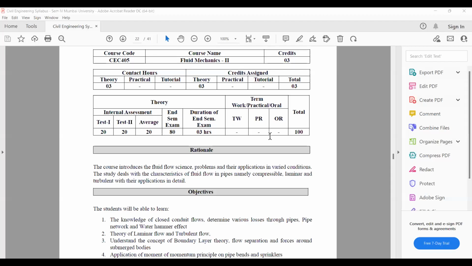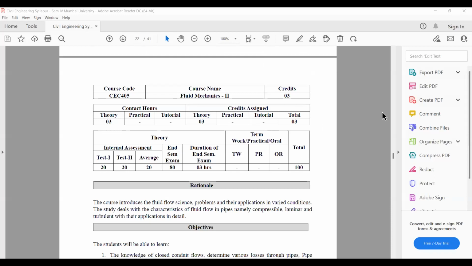We are not wasting much time on the syllabus and all those things. We'll just take a glance and then we will start, since we are already one week late. So this is our FM2 syllabus. Is it visible to everyone? Please give me a confirmation.